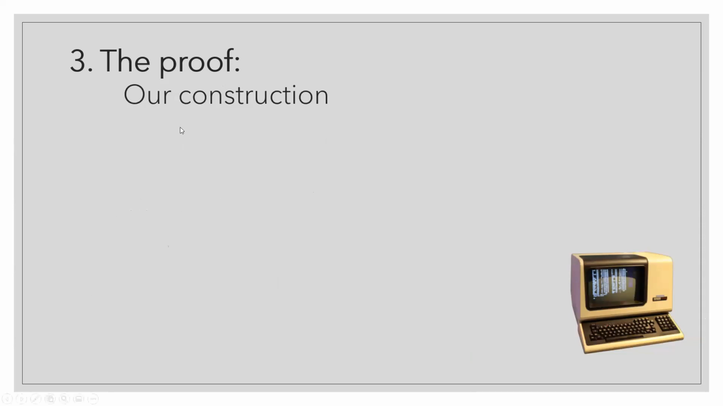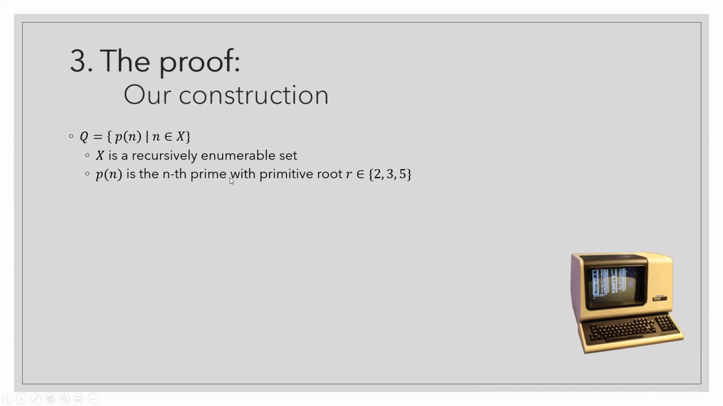So in our proof, we first construct a set Q, which has elements of the form P of N. Here, P of N is the nth prime with primitive root R from the set 2, 3, and 5, and X is a recursively enumerable set. You can think about the set X as the set of all the halting instances. We choose R from this set to make sure there are infinitely many such primes. And you can convince yourself this set Q is also recursively enumerable, because checking if an input is a prime with a fixed primitive root can be done in a finite amount of time.